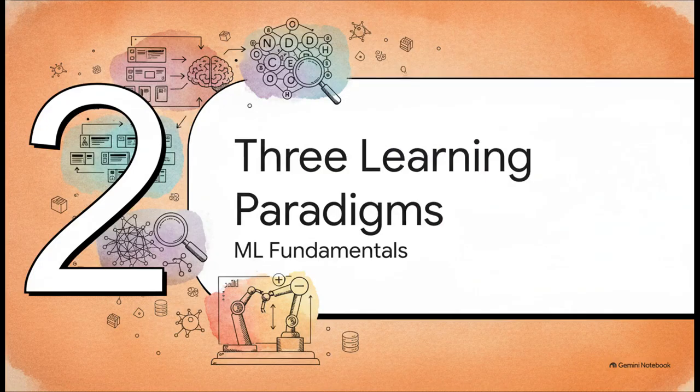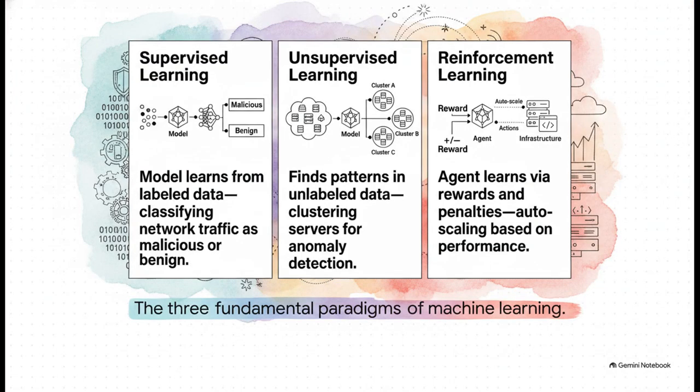Okay, Section 2, the 3 learning paradigms. Now, choosing between supervised, unsupervised, or reinforcement learning, that's not just personal preference, it is a strict architectural decision. It's dictated entirely by the data you actually have and the specific problem you're trying to solve. Understanding the boundaries between these 3 paradigms is honestly the most critical step in designing your automation pipeline. So let's break down exactly what each one means for your infrastructure.